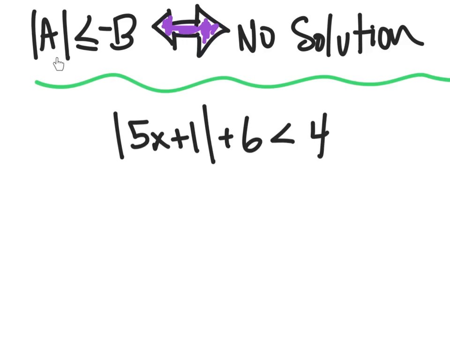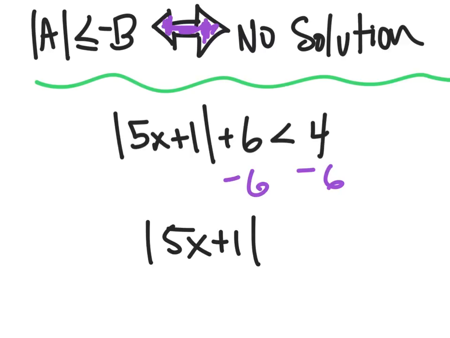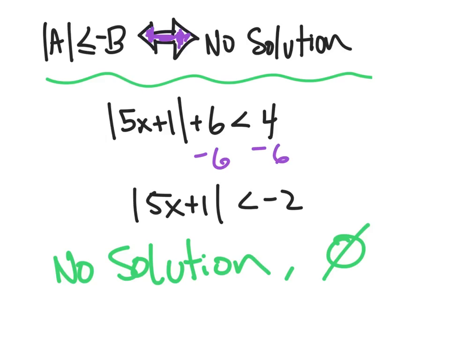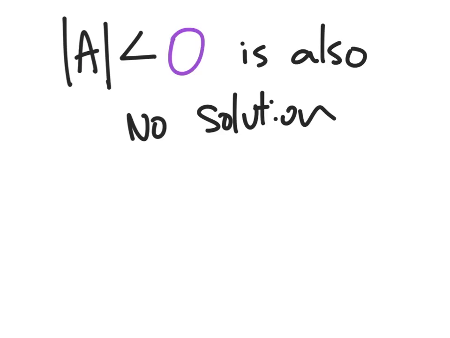However, if the absolute value is less than or equal to a negative, that's not possible. There's no solution. If I'm taking this function right here and I get the absolute value of 5x plus 1 is less than negative 2, remember that this absolute value, whatever's inside, gets turned positive. So this positive will never be less than negative 2. So here we have no possible solutions. And just like it said on the first page, the absolute value of a is strictly less than 0. That's also always going to be no solution.